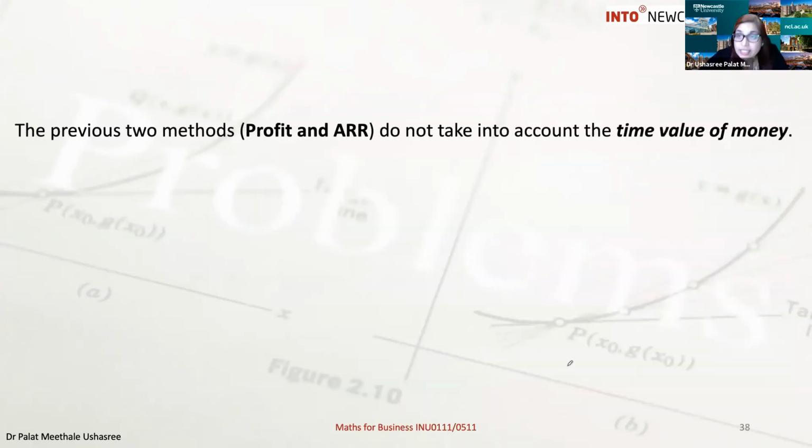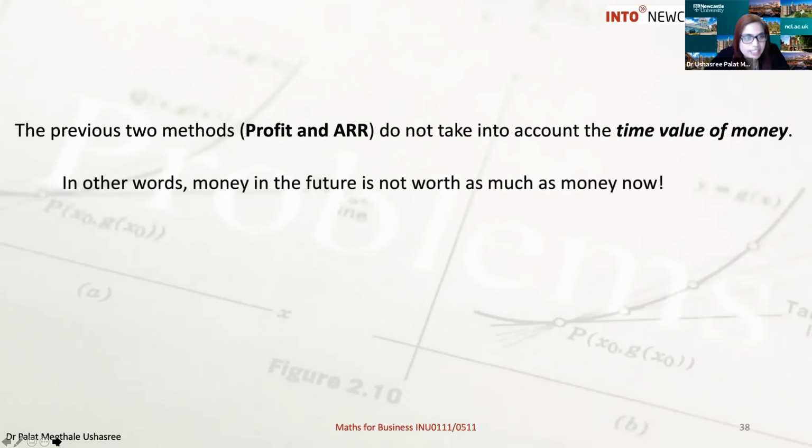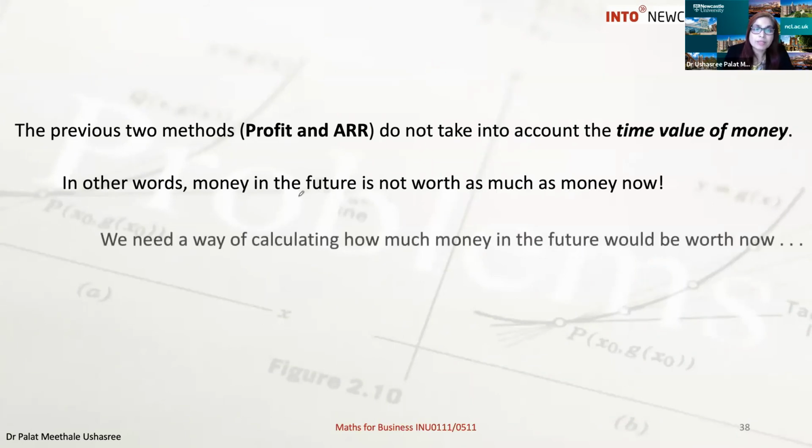Now the important thing here is that both the methods we used, the profit and the ARR, did not take into account the time value of money. What should we do then to take into account the time value of money? Present value of money, that's right. So that's the importance of present value of money. Money in the future is not worth as much as money now. So we need a way of calculating how much money in the future would be worth today.